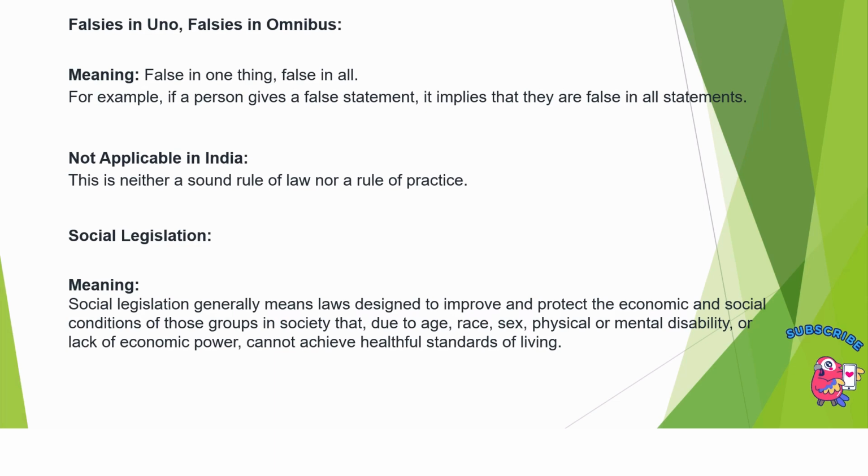Falsus in uno, falsus in omnibus. False in one thing, false in all. Social legislation means laws designed to improve and protect the economic and social conditions of those groups in society that, due to age, race, sex, physical or mental disability, or lack of economic power, cannot achieve healthful standards of living.